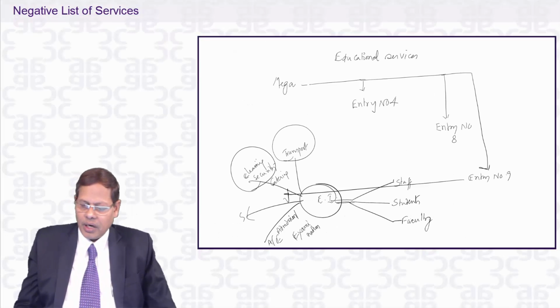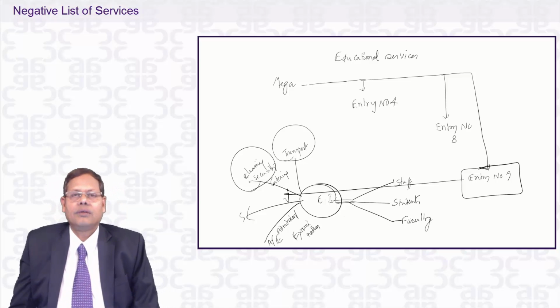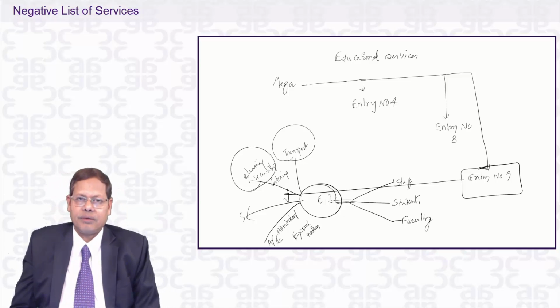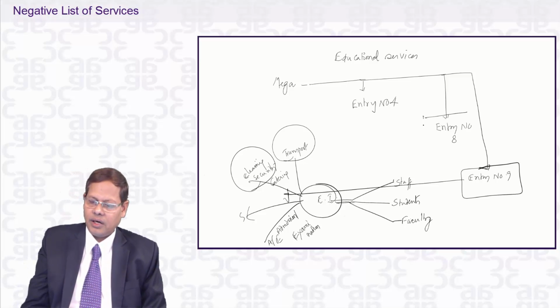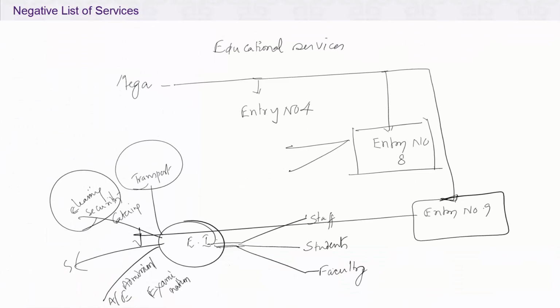Okay, so entry number 9 is very, very important. It's a big one, which is also offering exemption. So mega exemption under entry number 9. So what about entry number 8? In entry number 8, they are talking about training or coaching. Training or coaching.